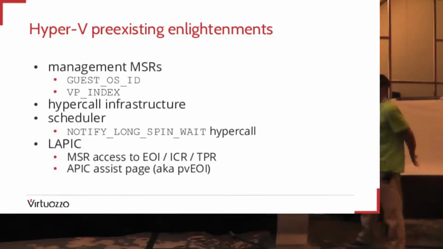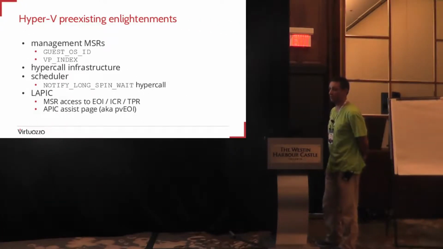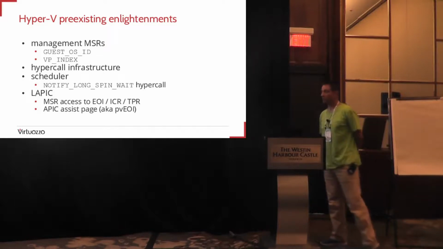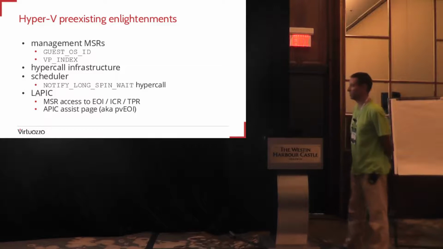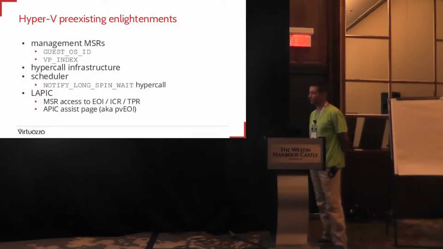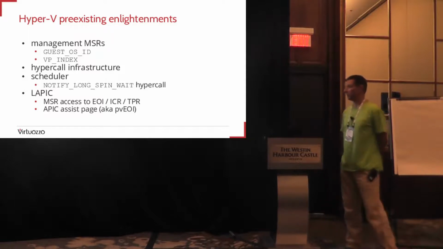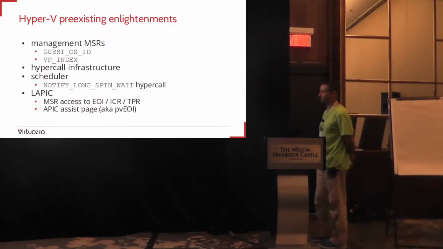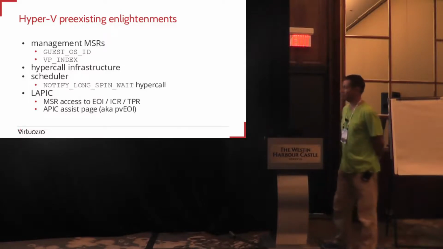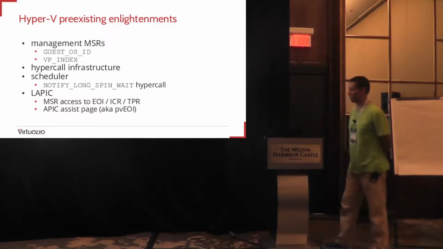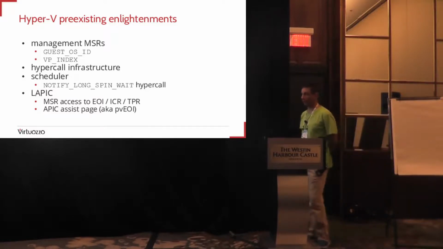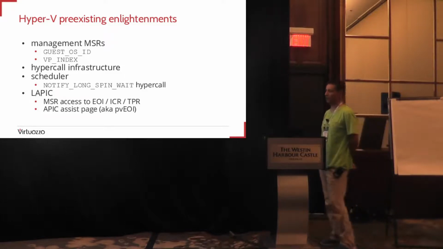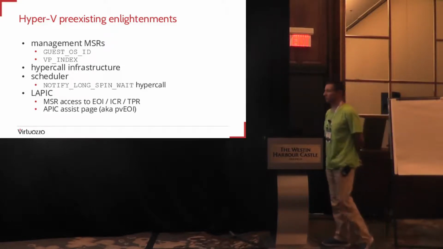Pre-existing enlightenments, those weren't implemented by us, but they lived in mainline KVM for quite a bit of time. In particular, there were a few management MSRs like guest OS ID, virtual processor number, and so on. The hypercall infrastructure had already been implemented, used for a single hypercall, but quite useful: the scheduler helper, so that when a guest CPU takes a spin lock and can't make progress for a long time, it releases the control to the hypervisor.